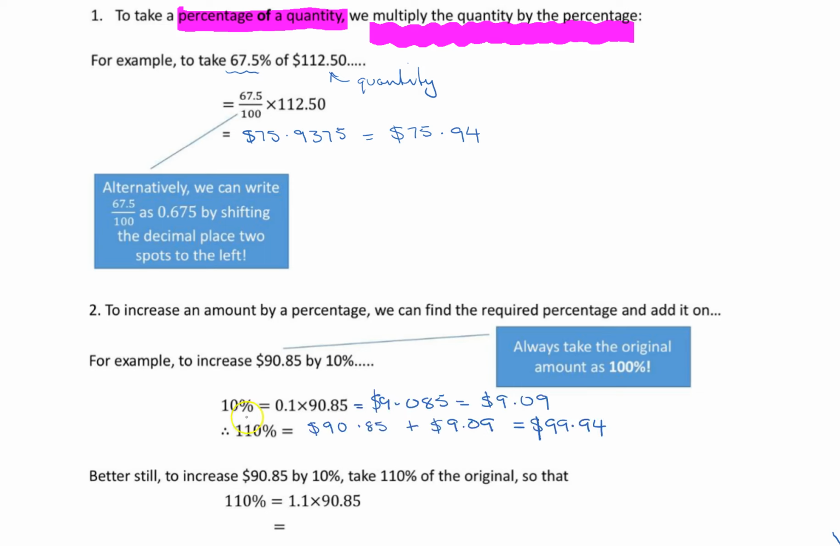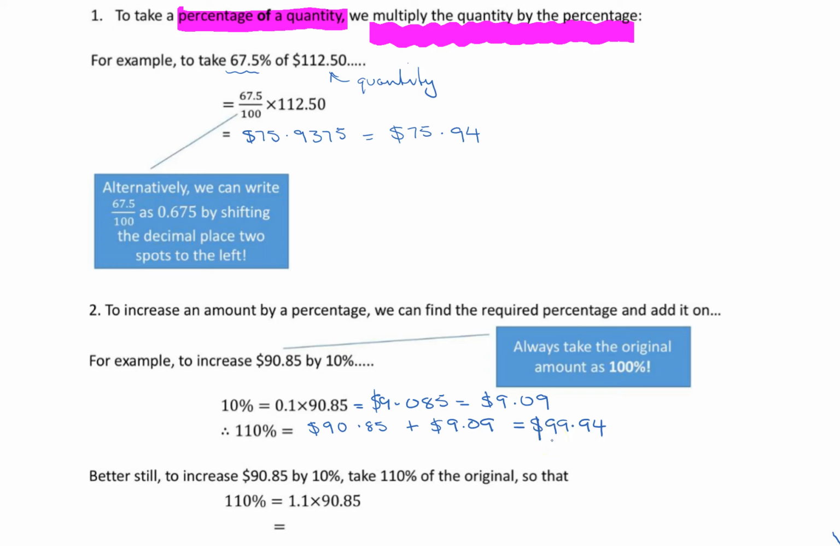Now you can see that I've calculated 10% of this amount, which works out to be, rounded to the nearest cent, 9.085 rounds to 9.09. Then, like we said, add on how much the increase is. So we take the original 90.85 and add on 9.09, and we get 99.94 rounded to the nearest cent.